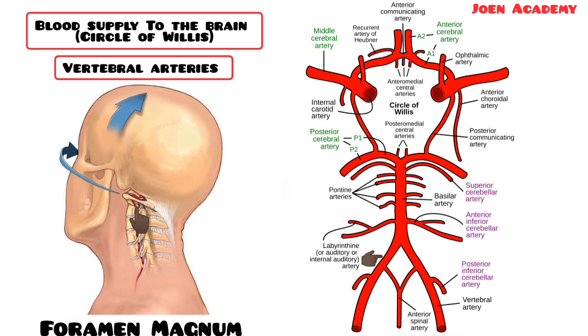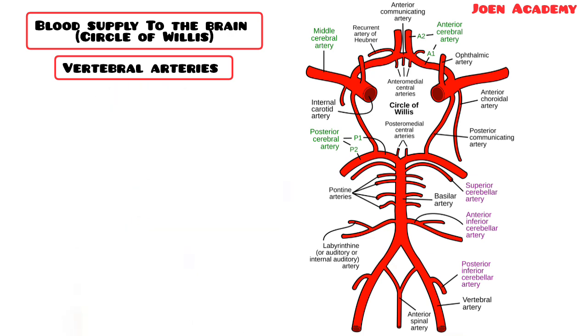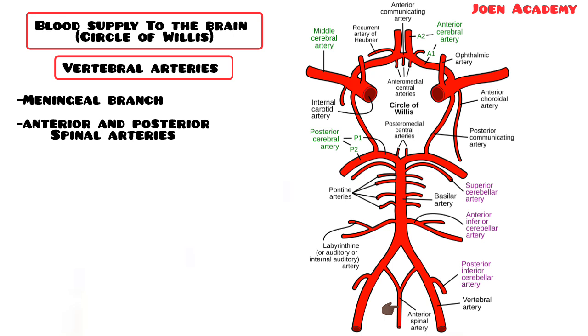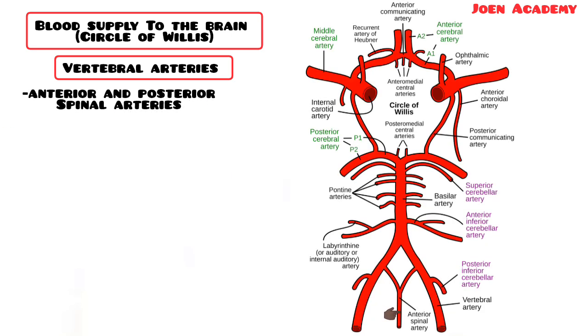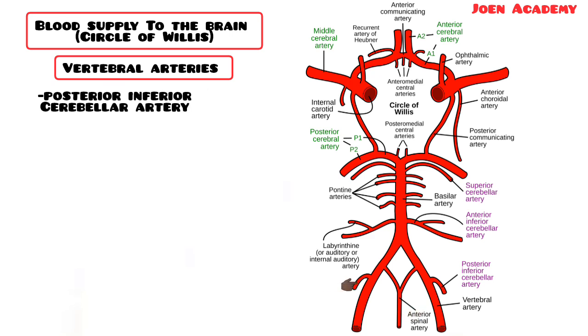Within the cranial vault, some branches are given off, such as the meningeal branch, the anterior and posterior spinal arteries, and the posterior inferior cerebellar artery. The meningeal branch supplies the falx cerebelli, which is a sheet of dura mater. The anterior and the posterior spinal arteries supply the spinal cord throughout its entire length, while the posterior inferior cerebellar artery supplies the cerebellum.